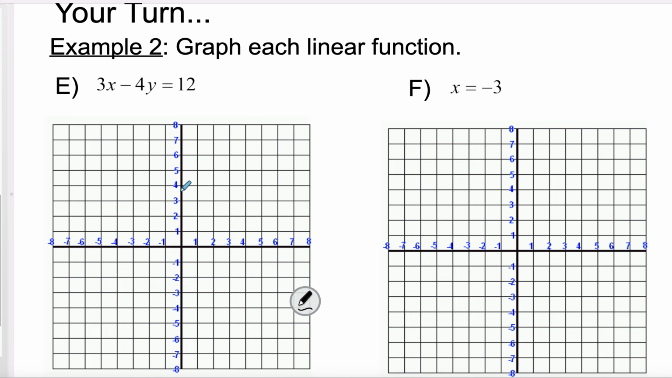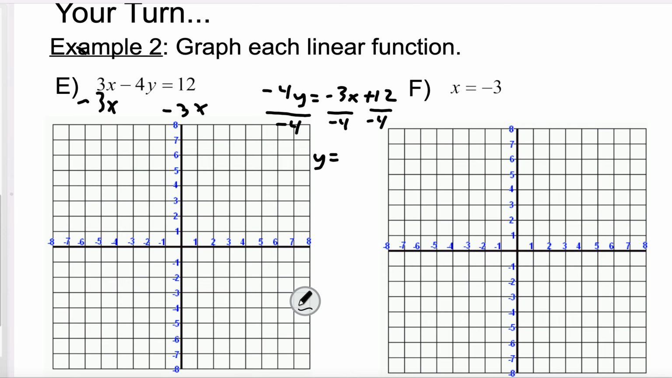Again, let's put this in y equals mx plus b form. So I'm going to go ahead and subtract negative 3x from both sides. We get negative 4y equals negative 3x plus 12. Get rid of the negative 4, so I'm going to divide every term in here by negative 4. And we get y equals a negative divided by a negative, there's a positive, so it's 3/4 x. A positive divided by a negative is a negative, so I get a minus 3.